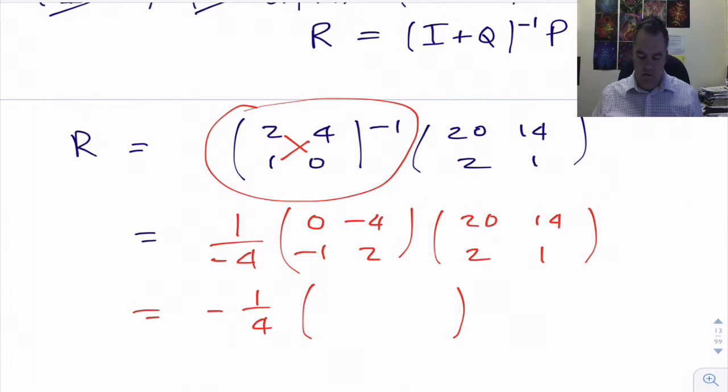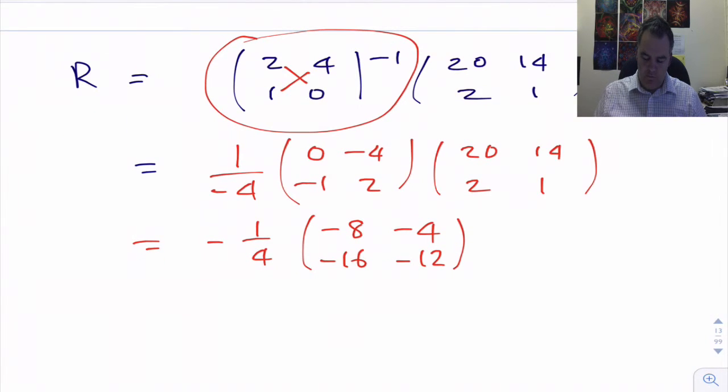So 0 times 20 plus negative 4 times 2 is negative 8. 0 times 14 plus negative 4 times 1 is negative 4. For the bottom row, negative 1 and 2: negative 20 plus 4 is negative 16. Negative 14 plus 2 is negative 12. So now I times everything by negative a quarter, and I get 2, 1, 4, 3. And that's my answer for what R is.